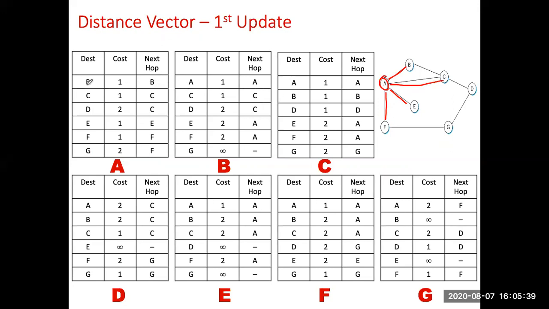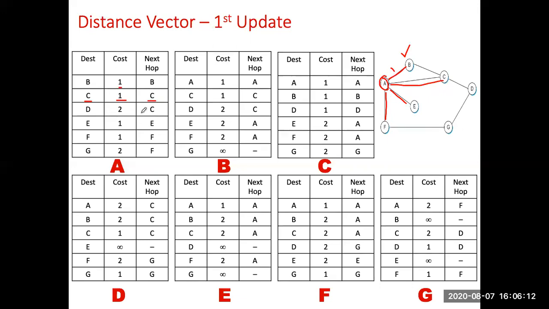If the destination is B, then the cost is 1. This is directly connected, so the cost is 1 and the next hop is B. This means it can reach B via B. So the next hop to reach node B is B. Similarly, to node C, it can reach destination C with cost 1 and the next hop will be C.